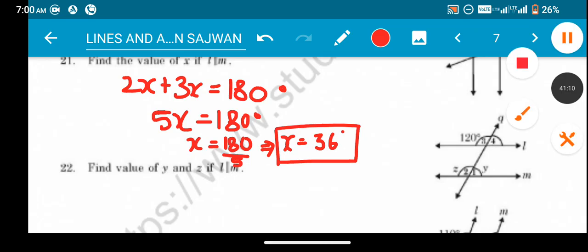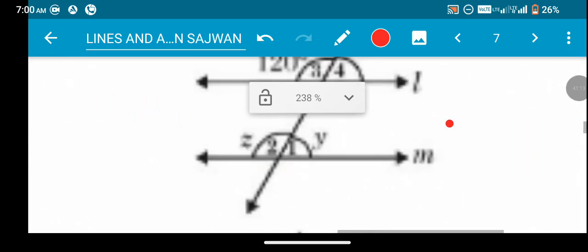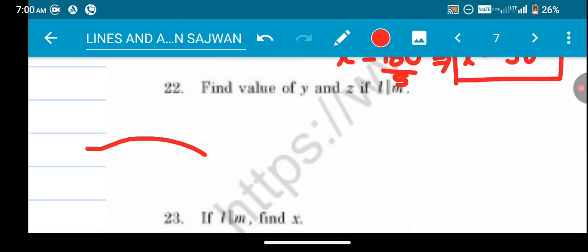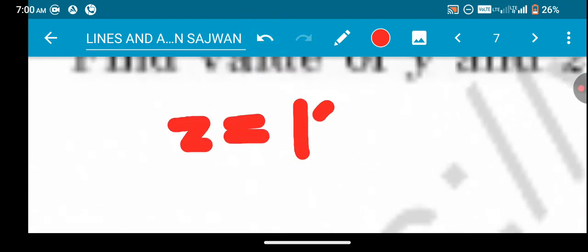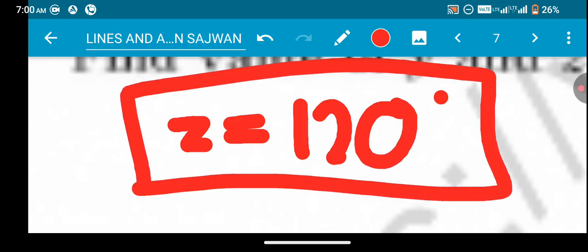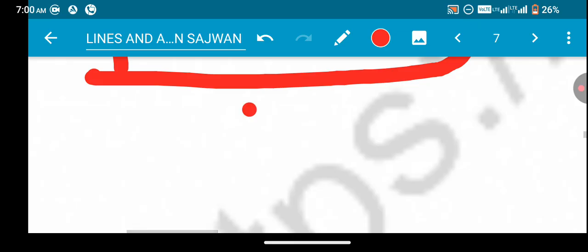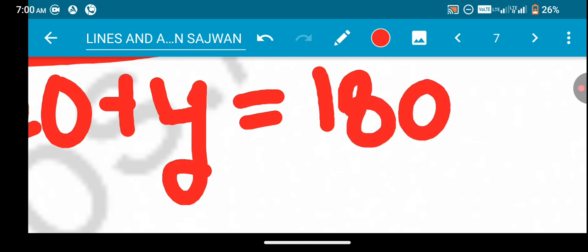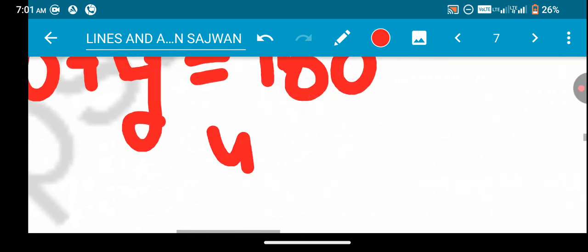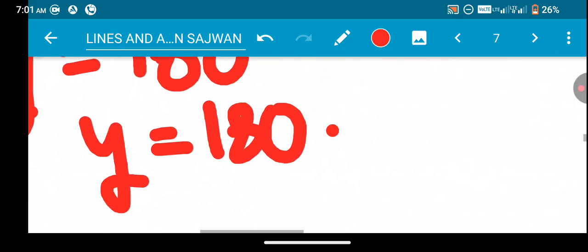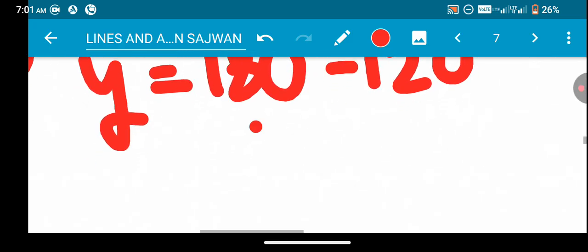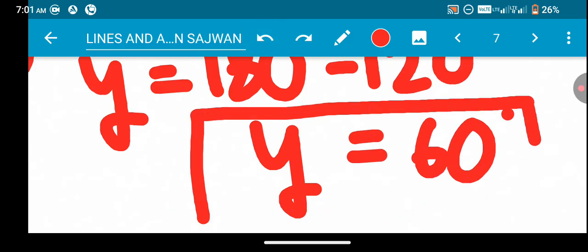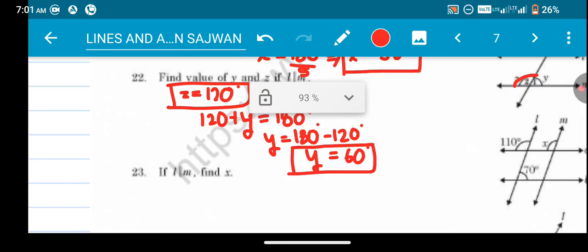Find the value of y and z. You have to find this. A is 120, then z will be 120. Z is equal to 120 by corresponding. And z and y are in linear pair. 120 plus y is equal to 180 degree. Y will be equal to 180 minus 120. Y will be equal to 60 degree.